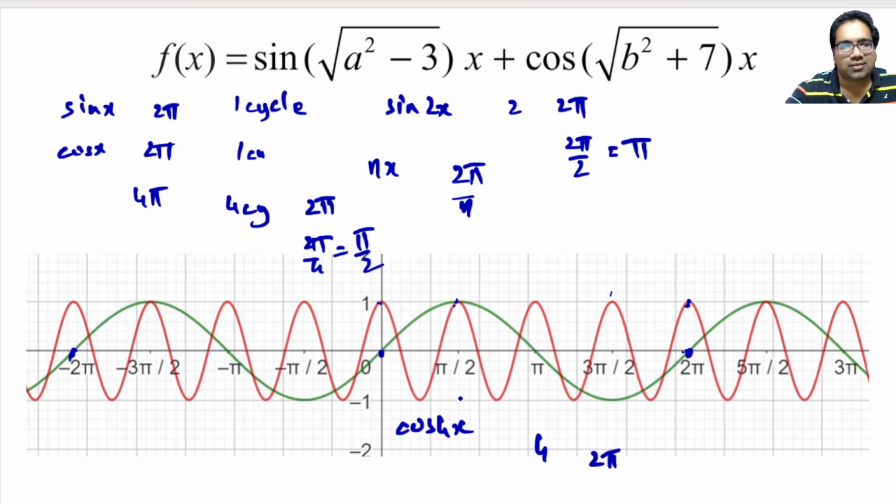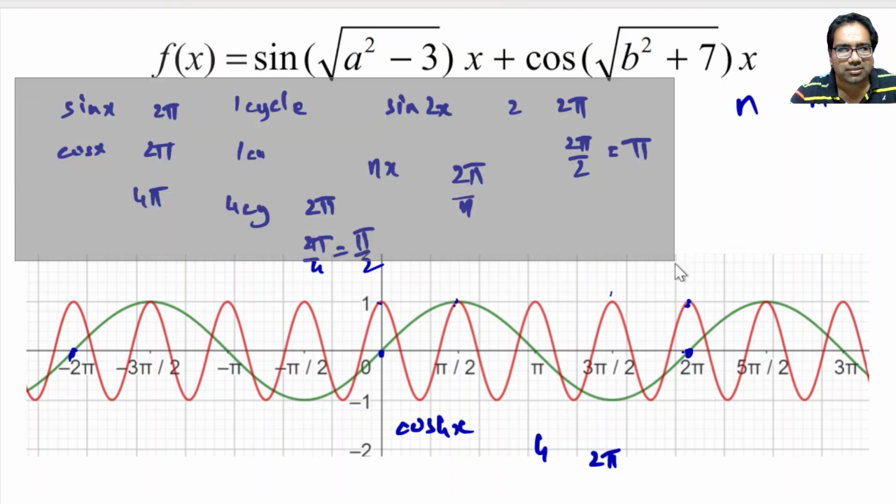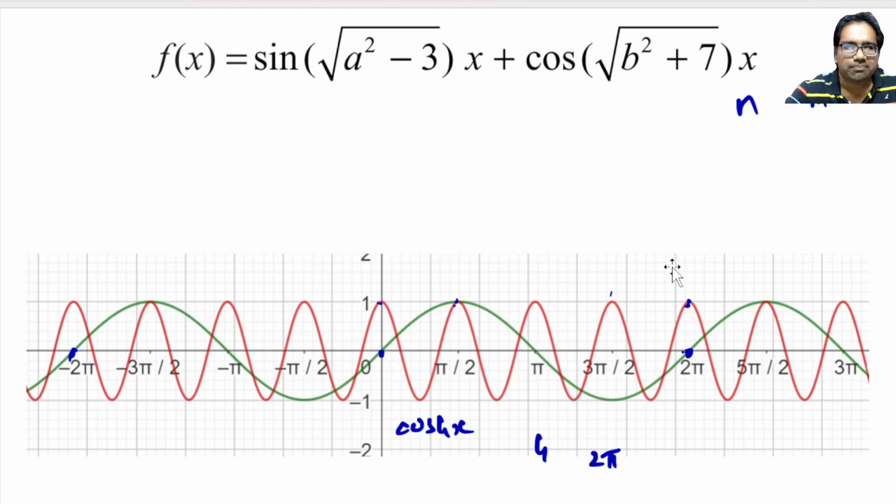This is cos 4x. Now, here we are given this function is periodic. What does that mean? Sin x is completing some cycles, let's say n cycles, and cos x is completing some m cycles, in a period of p. That means sin x is completing some cycles, and cos x is also completing some other number of cycles in the same period p. Then only it will be periodic with period p.